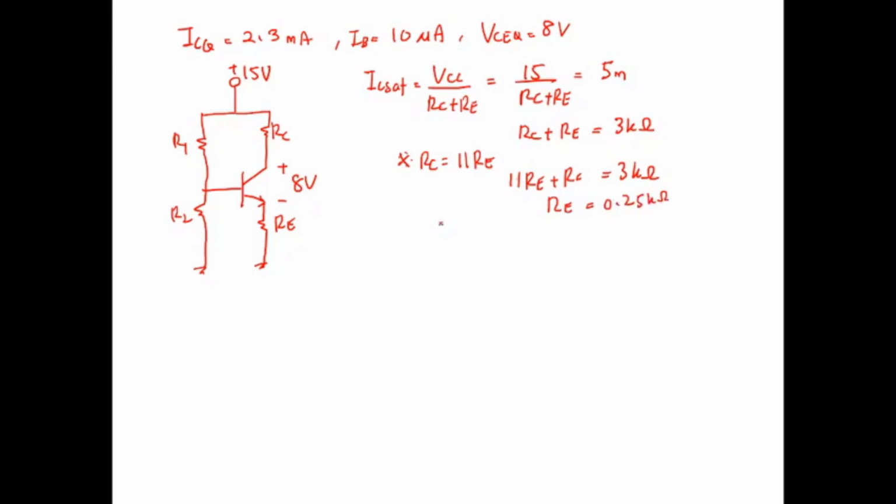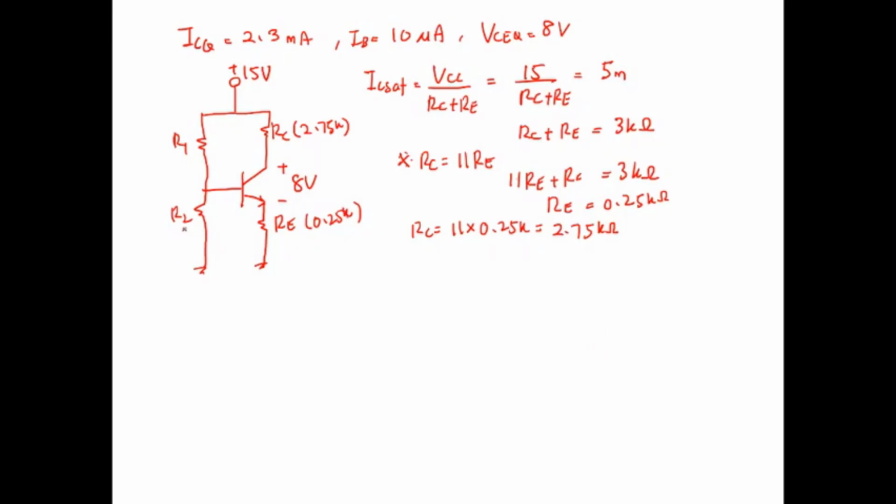kilo ohm. So now you can get RC, which is 11 times 0.25k. So RC is equal to 0.25 times 11, which is 2.75 kilo ohm. Okay, so you got this one. This is 2.75k and this is 0.25k.